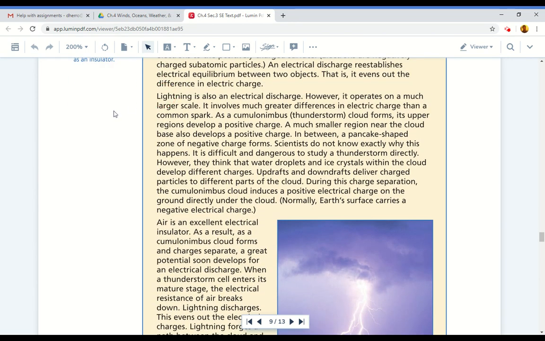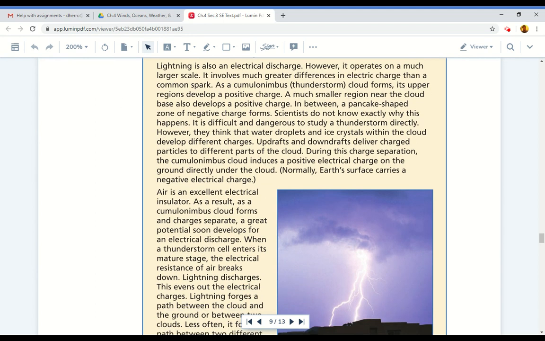Lightning is also an electrical discharge. However, it operates on a much larger scale. It involves a much greater difference in electric charge than a common spark. As a cumulonimbus cloud forms, its upper regions develop a positive charge. A much smaller region near the cloud base also develops a positive charge. In between, a pancake-shaped zone of negative charge forms.